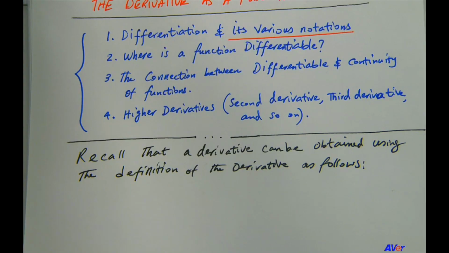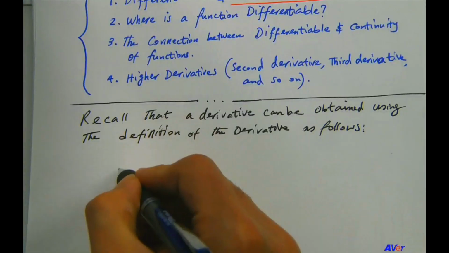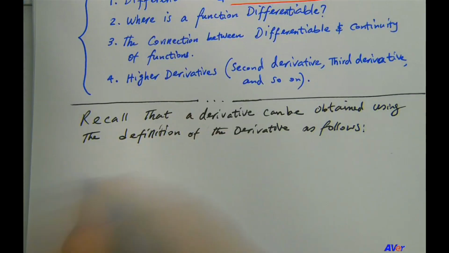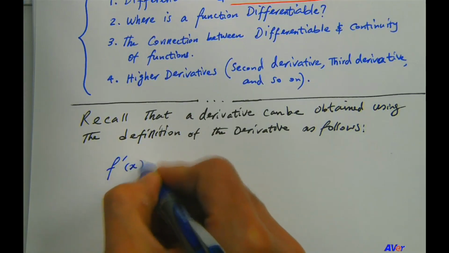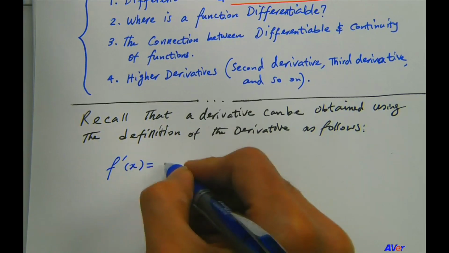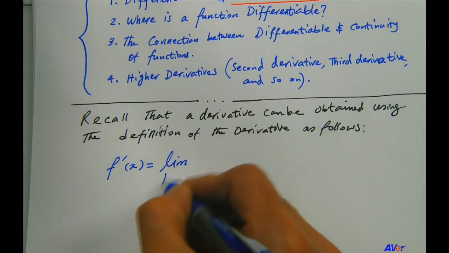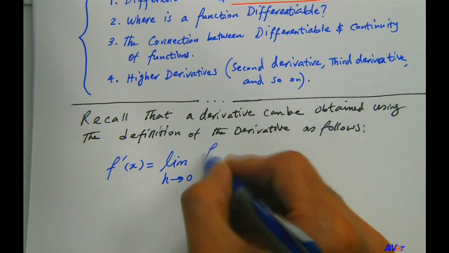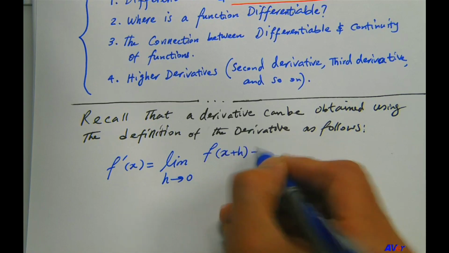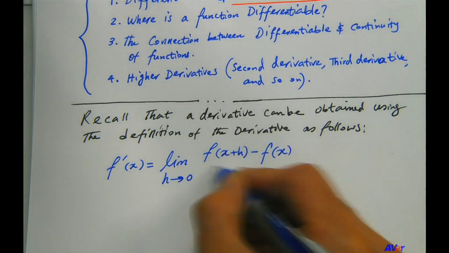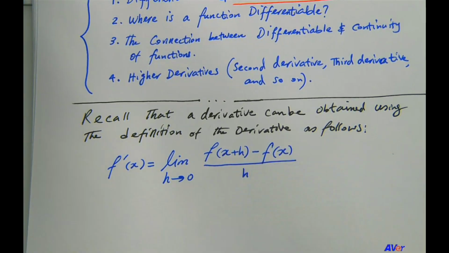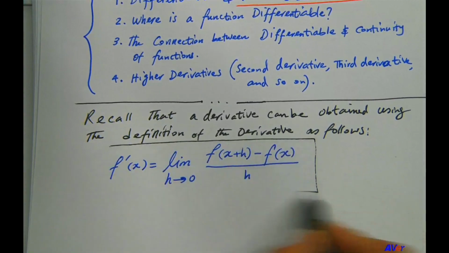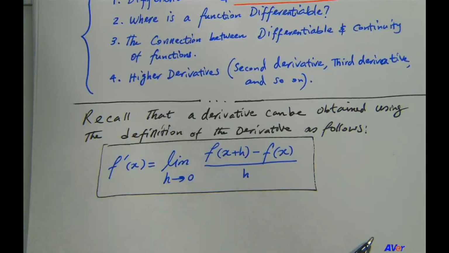We talked about f prime of x, right? So f prime of x equals the limit as h goes to 0 of f of x plus h minus f of x divided by h. Remember that? We talked in section 2.1 about this. So that's one way of obtaining the derivative of a function.